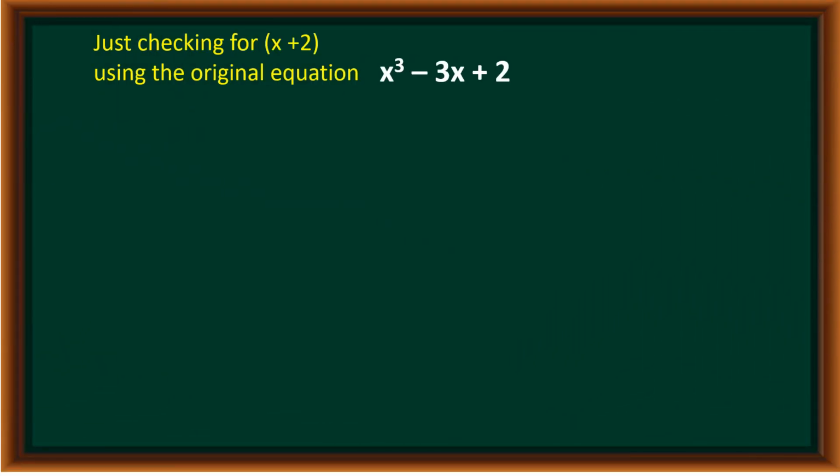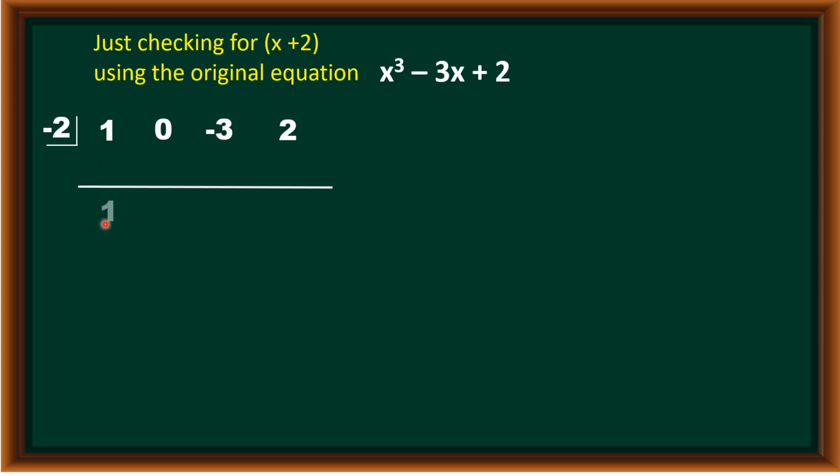Now, just checking for x plus 2 using the original equation. Okay. Papakita ko lang sa inyo yung isa pang paraan na. Say, for example, ito, use the synthetic division, that's 1. X to the second is 0. X to the first is negative 3. And then the constant is 2. If we are going to check for x plus 2, syempre ilalagay natin dito, it's negative 2. Kunyari, hindi pa natin nakukuha yung tatlong factors, this is another way of getting the factors.